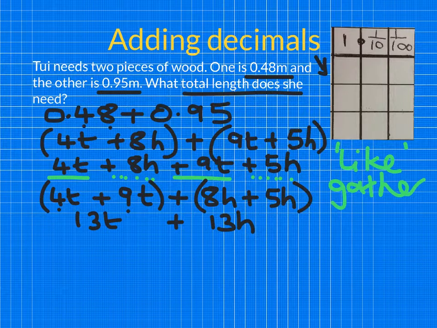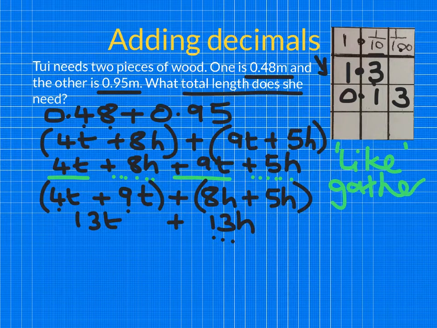13/10. So we're in the tenths column, and we've got 13 of them. That's 13/10. Don't forget our decimal point. Then we have our 13/100. In the hundredths column, we're looking at 13. That's 13/100. Again, don't forget the decimal point.